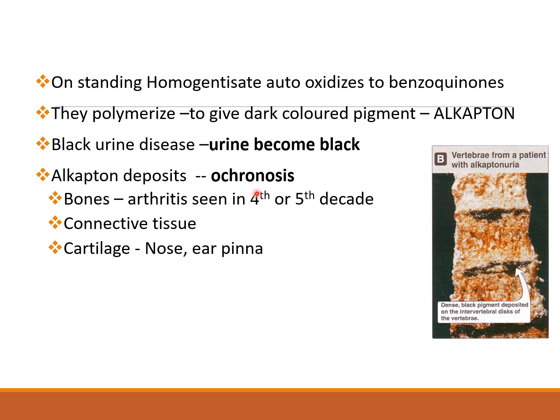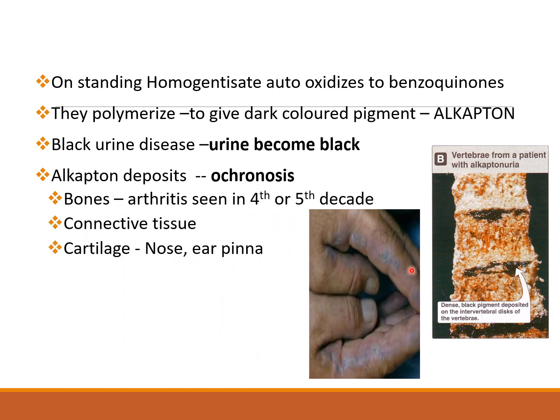So this is the diagram. You can see this is the intervertebral space where you can see dark colored alkapton bodies which are deposited, and they actually damage the intervertebral space and the vertebrae, thereby causing severe backache, and usually they manifest in the 4th and 5th decade. So this is, you can see, a black pigmentation of the connective tissue. So this is how usually in the 4th or 5th decade the patient presents.